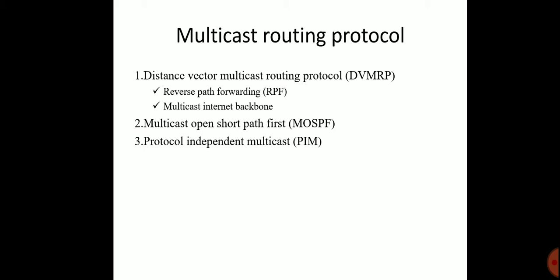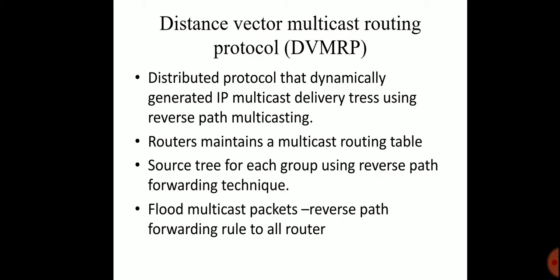Now we see the first one, the distance vector multicast routing protocol, DVMRP. This is a distributed protocol that dynamically generates IP multicast delivery trees using reverse path multicasting. The routers maintain multicast routing tables, a source tree for each group, using a reverse path forwarding technique. And finally, the flood message packet follows the reverse path forwarding rule to all routers. So these are the properties of the distance vector multicast routing protocol.